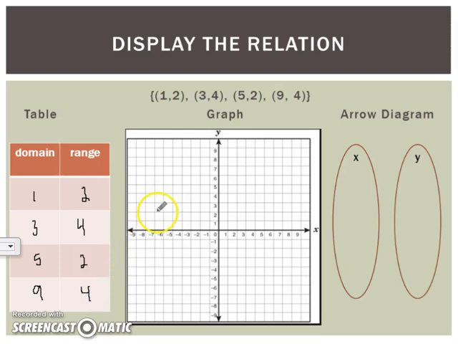and 4. And then same with these 1, 2, 3, 4, 5, 2, and 9, 4. And lastly, 1, 3, 5, and 9. And then 2, 4 are the two domain or range values.